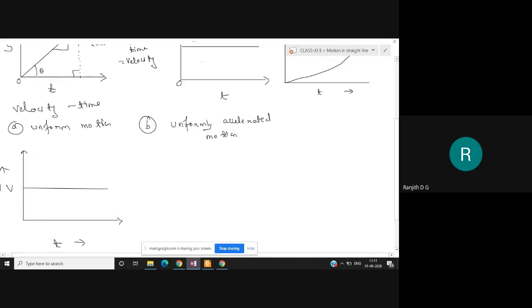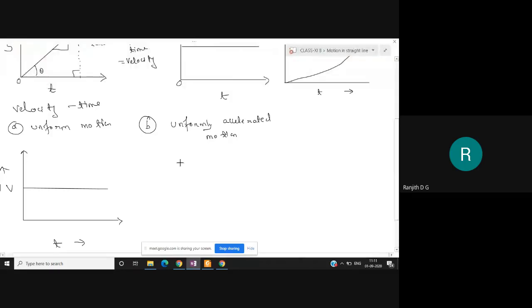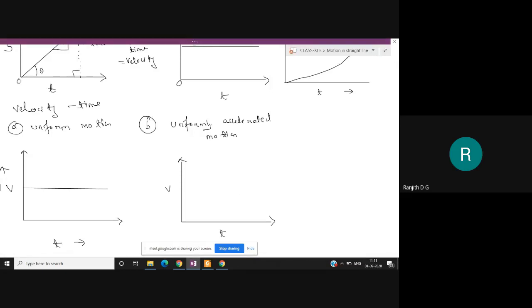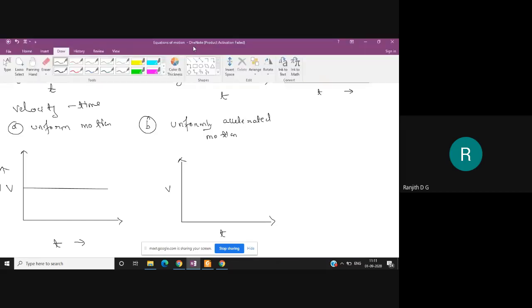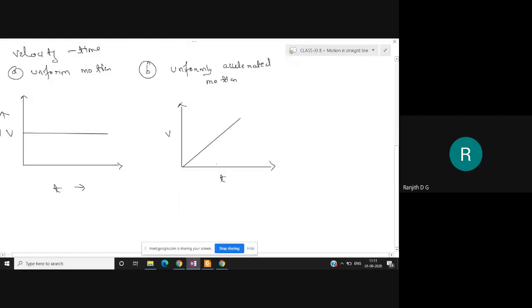For a uniformly accelerated motion, the graph looks like this. This is the velocity and this is the time. For uniformly accelerated motion, the graph will be like this. It means the acceleration is constant. The rate of change of velocity is constant. Always the velocity changes by an equal amount in equal time.